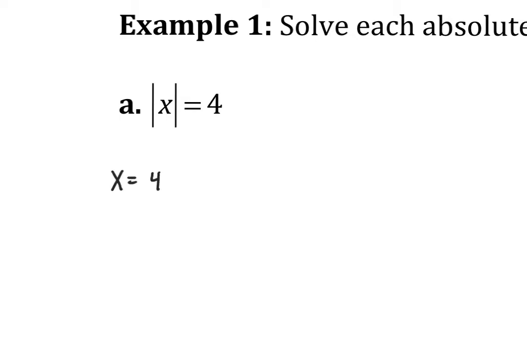Well, what's the other option besides x being 4? Oh, x could also be negative 4. Good. And notice we're going to put the word or here because there is no number that is both of these at the same time. So I'm not going to say and. You can't be 4 and negative 4 at the same time. But you can be 4 or negative 4.